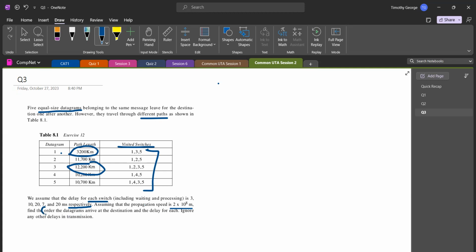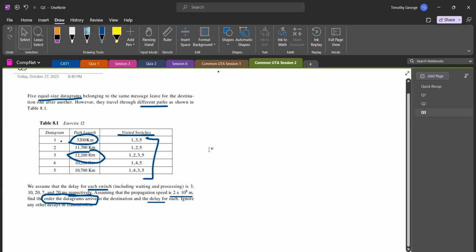So this is a good question because of this. That's what's going to make this question likely to be asked. Find the order the datagrams arrive at the destination and the delay for each. You need the delay to find out who came first. Ignore any other delays. Normally, we had delay is equal to propagation plus transmission. Yesterday also we had this problem. So delay is equal to propagation plus transmission.